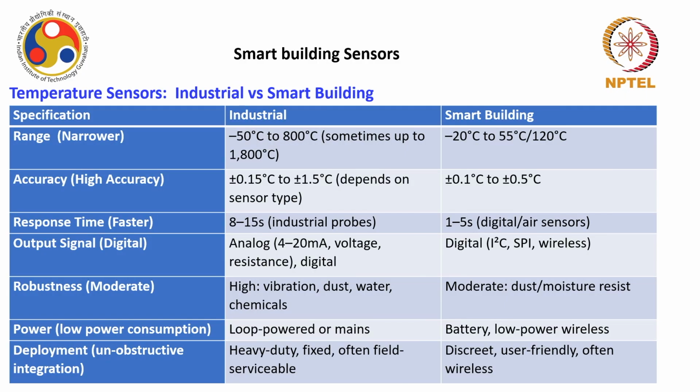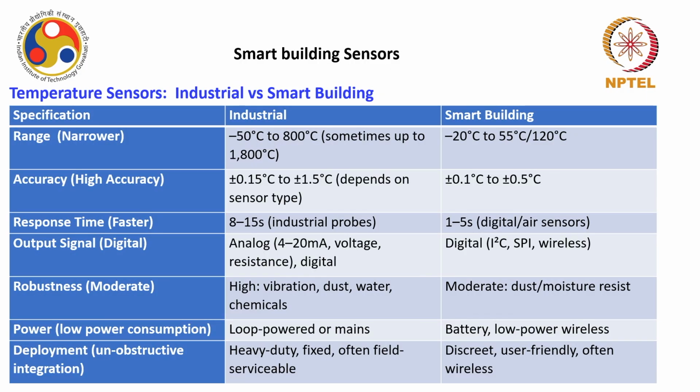Particularly in this 11th module, we are seeing these sensors from the perspective of a smart building. So, we have to distinguish between a sensor which is useful for an industrial application and a sensor which is useful for a smart building kind of application. If we compare certain specifications for industrial-grade sensors and smart building sensors, it will be clearer what kind of temperature sensors we require for our smart building. So, let us see some specifications.